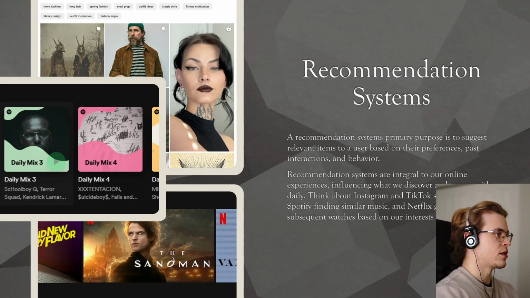So what is a recommendation system? Well, their primary purpose is to suggest relevant items to a user based on their preferences. Think about Instagram and TikTok serving content, Spotify finding similar music, and Netflix guiding our subsequent watches based on our interests.